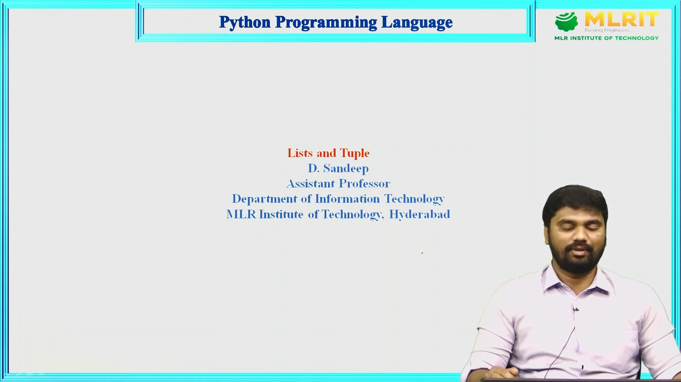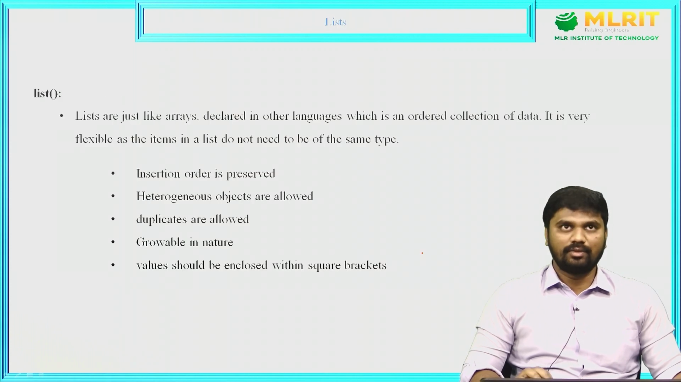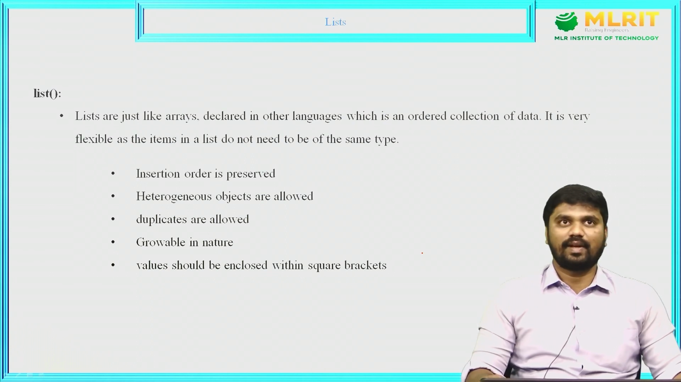Today we are going to discuss the sequence types, that is list and tuple. This is today's content, list and tuple data types. First we will discuss the list data type. Lists are just like arrays.